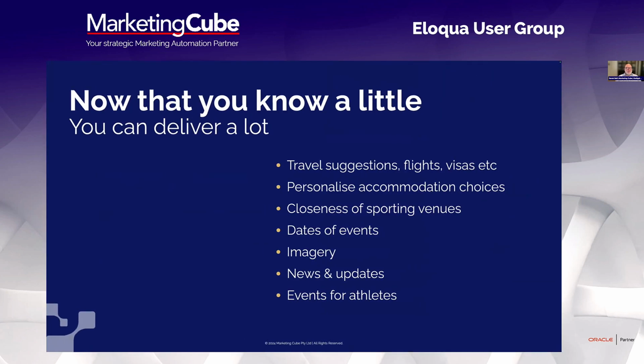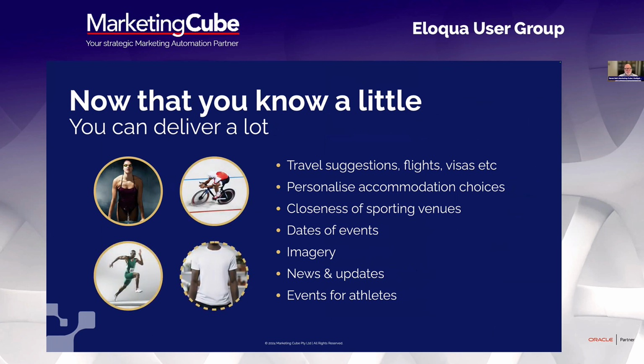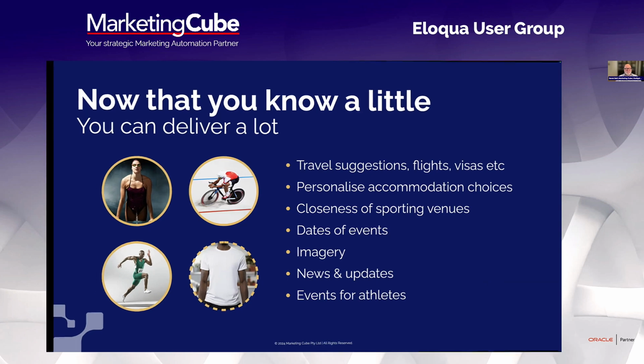So now that you know a little, you can deliver a lot. And so here are my points. The imagery and the news updates can now all be tailored. Different events for the athletes can be tailored. Personalizing accommodation choices, all of those things can now be personalized, based on the fact that knowing a little bit of information enables you to deliver a lot.